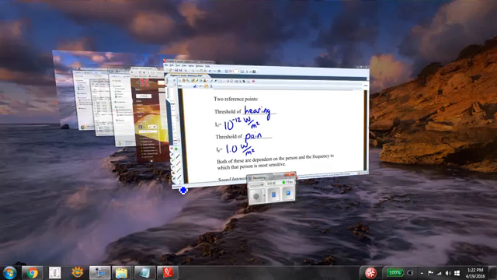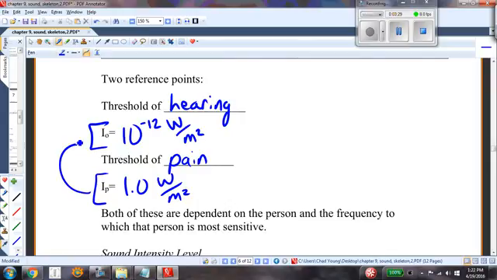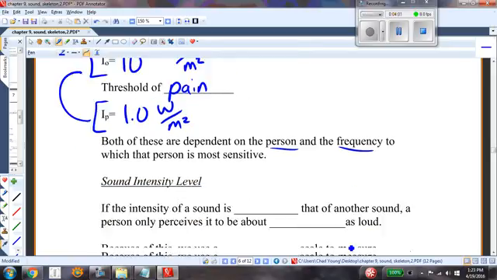All right, I just want to point out that there's a huge difference between the threshold of hearing and the threshold of pain. That's 12 orders of magnitude, from just the quietest sound that you can hear to the loudest sound that you can endure. 12 orders of magnitude. Let me just let that sink in for a second. 12 orders of magnitude that your ear can detect sound. That's quite amazing. But these are dependent on the person, and it's also dependent on the frequency, which we'll talk about later, the frequencies that humans are sensitive to.